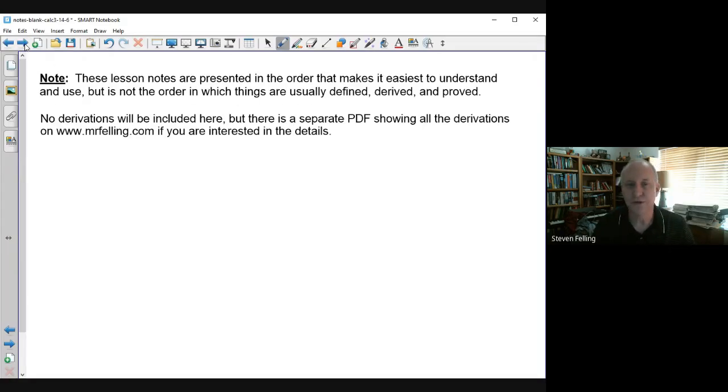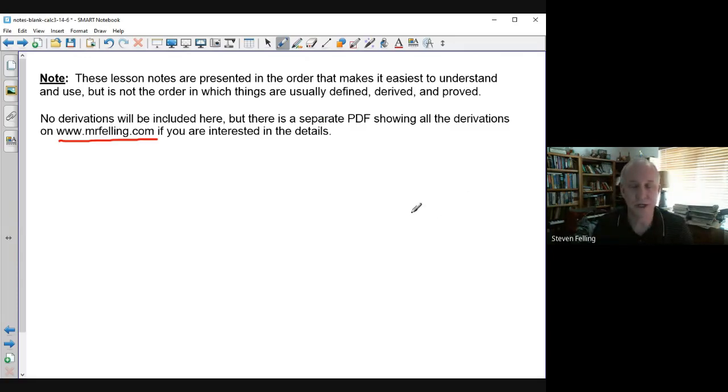first a note. So I'm presenting these lessons in the order that makes sense if you want to learn things in order to use them. But this is a different order than you would use if you're trying to derive the things from scratch. So the textbook presents this information in a different order because they're trying to develop the formulas, right? And I've got a separate document which is going to be included on my website, and also on Schoology if you're interested in the derivations.